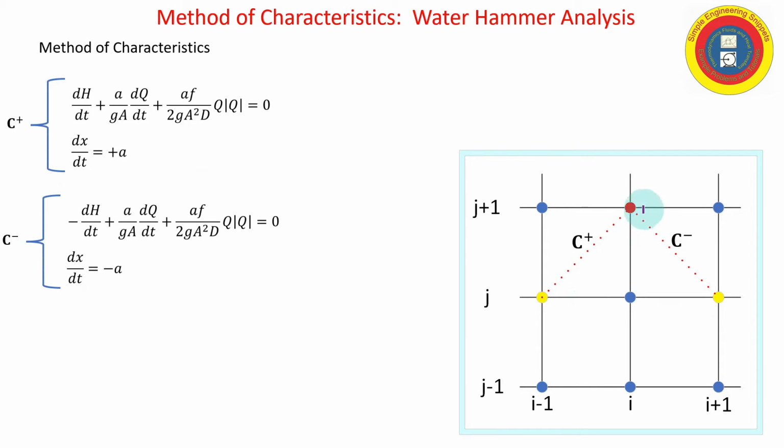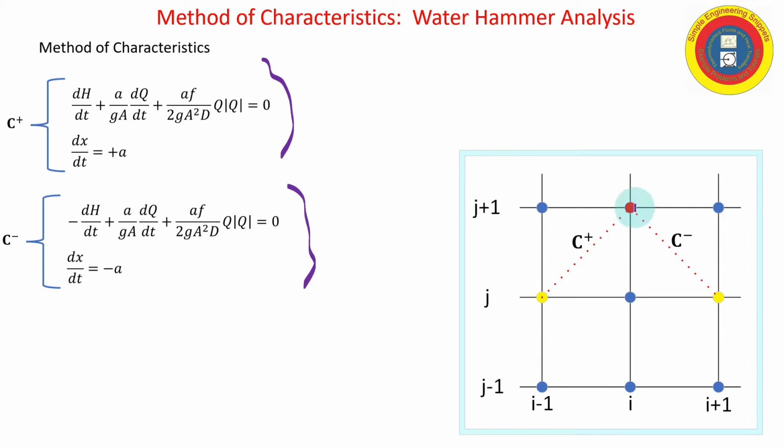Well, here they are. So we have the same node in red that we're hoping to find a solution. We're going to be marching through time, where we know everything at time level j when we're trying to solve for the points at j plus 1. The first pair of equations is valid along the C plus characteristic, and the second pair of equations is valid along the C minus characteristic. So now we need to integrate these along these characteristics.